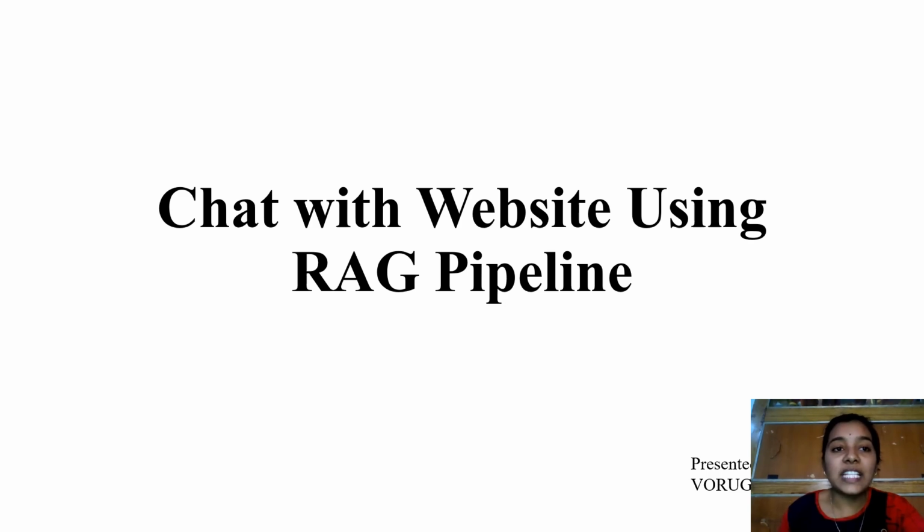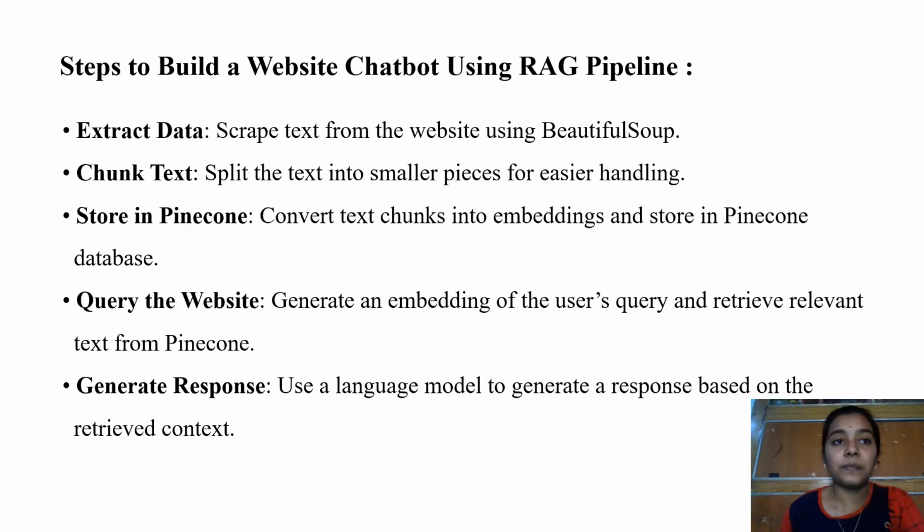Hello, today I will explain how chatting with a website works using the RAG pipeline. The retrieval augmented generation pipeline enables interaction with a website by first extracting its textual content, such as paragraphs, using a web scraping tool like Beautiful Soup.